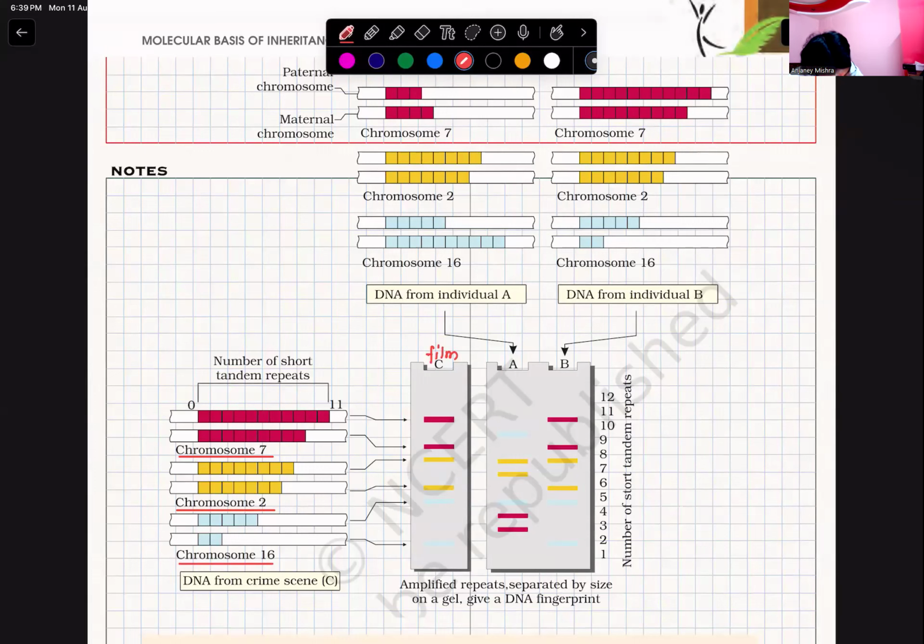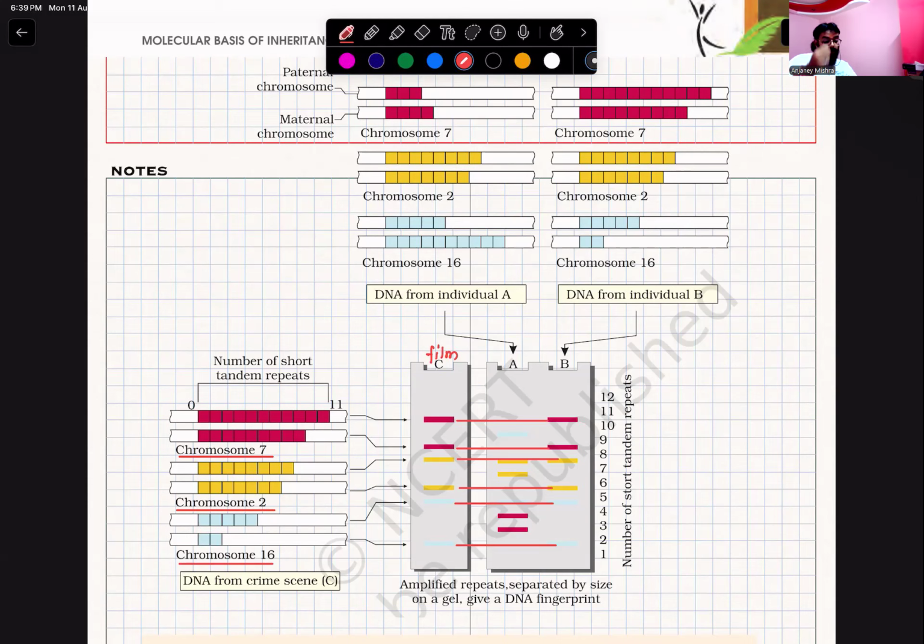So B. See, this is matching with this. This is matching with this. This is matching with this. This is matching with this. This is matching with this. And this is matching with this. Is that okay?